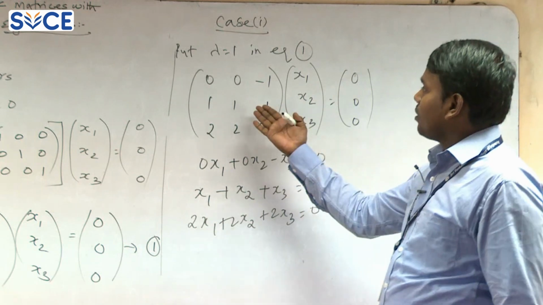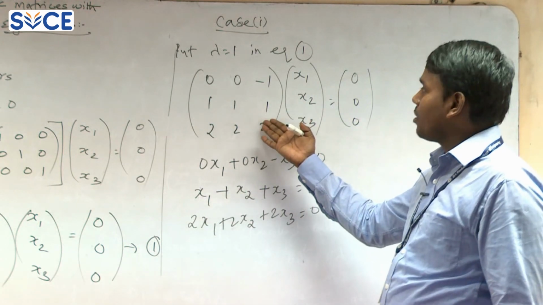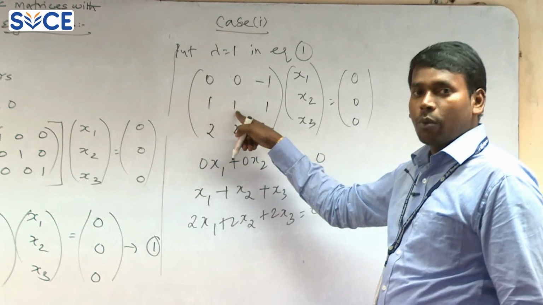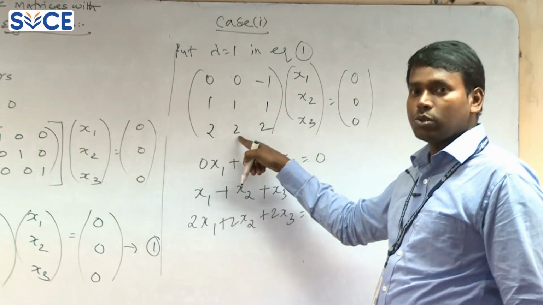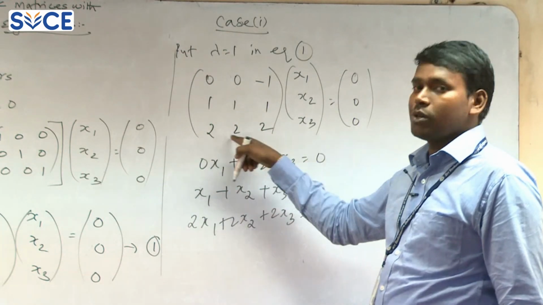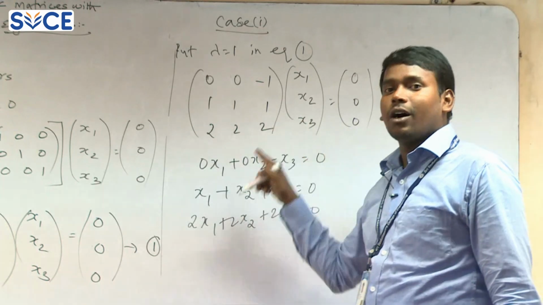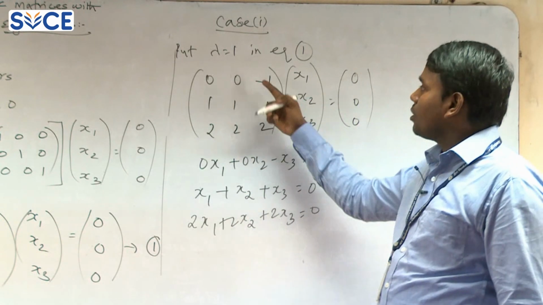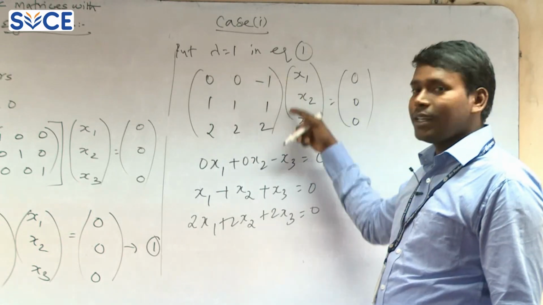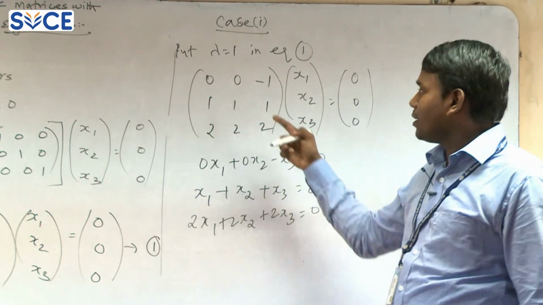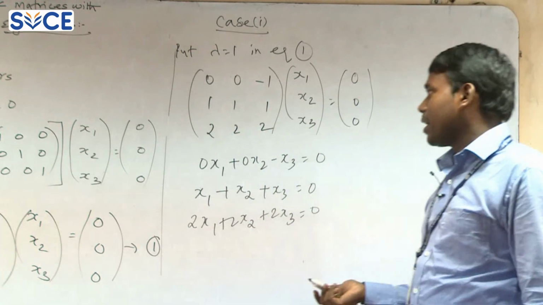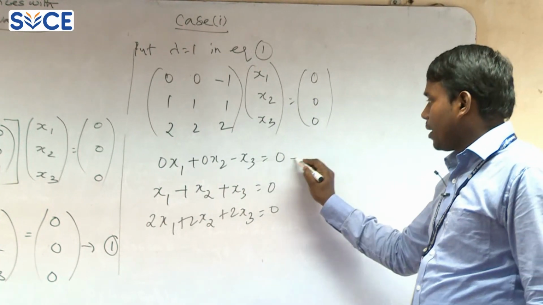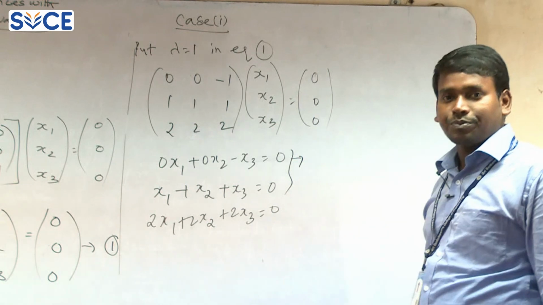From this step itself you can identify. The first one is 0 0 minus 1, the second one 1 1 1. What about the last one, 2 2 2? Dividing by 2 gives 1 1 1. So 2 and 3 are similar, and you can't take 2 and 3. The possibilities are 1 and 2, or 1 and 3. Now I am taking 1 and 2, these 2.